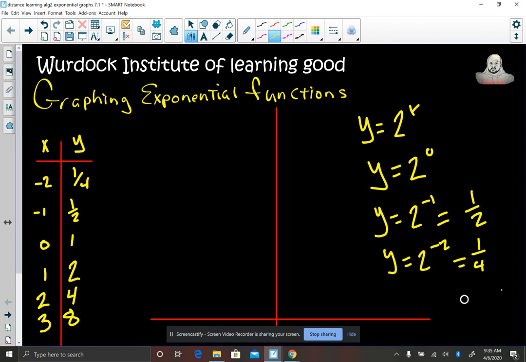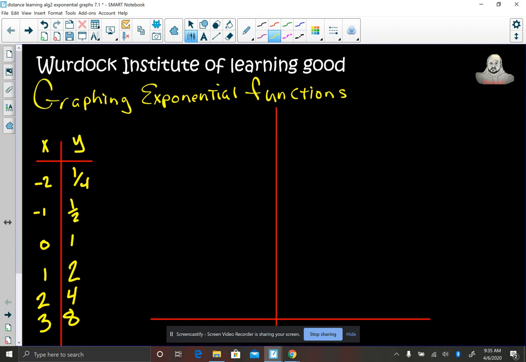So let me get rid of some of this stuff. Now when I graph these points, I always kind of like to start here. You have the point 0, 1. The next point that you have is 1, 2. That'd be located about here. The next one is 2, 4. I'm just graphing these points. It's 3 and that's 8.